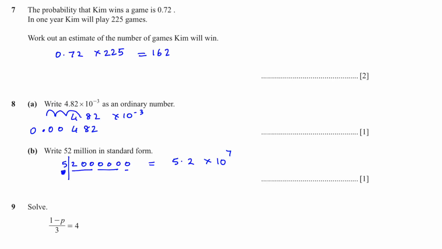Question number 9. We have to make P the subject and find the value of P. 1 minus P is equal to 4 times 3. Because this is a divide, when I bring it over it will become multiplication. My P is negative, I'll make it positive. I will bring P this side and 12 I'll bring to this side. So 12 will be negative now. 1 minus 12 is P. Therefore negative 11 is equal to P.